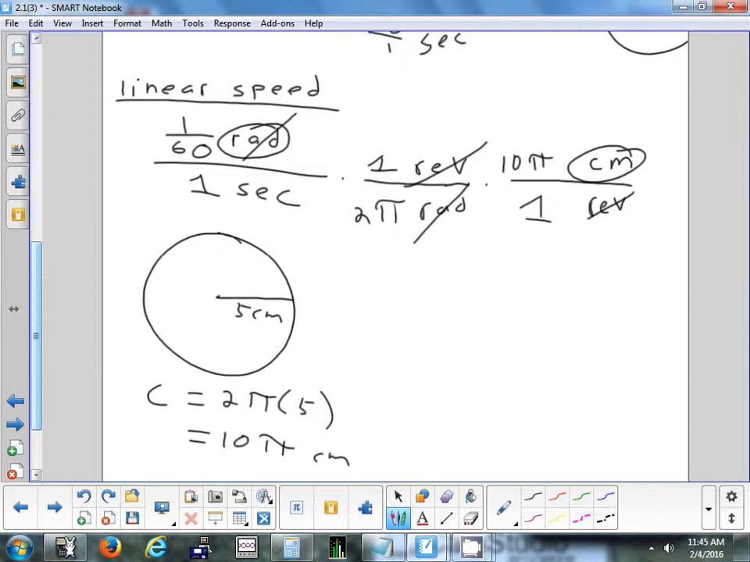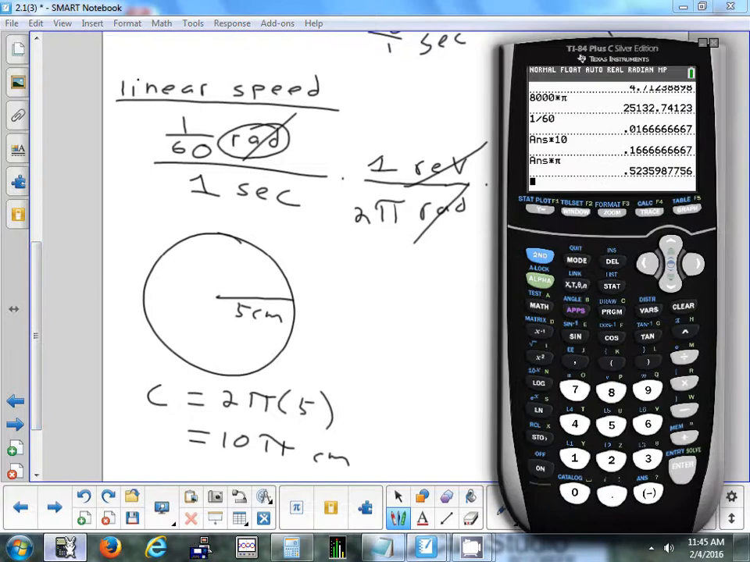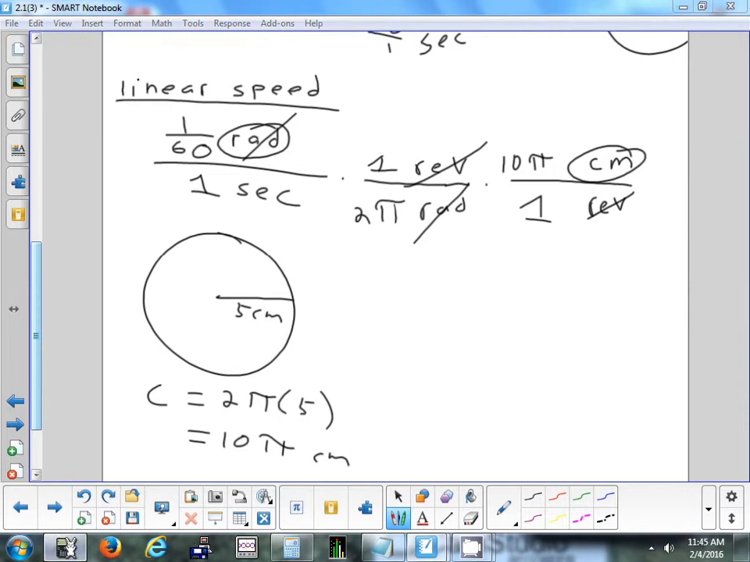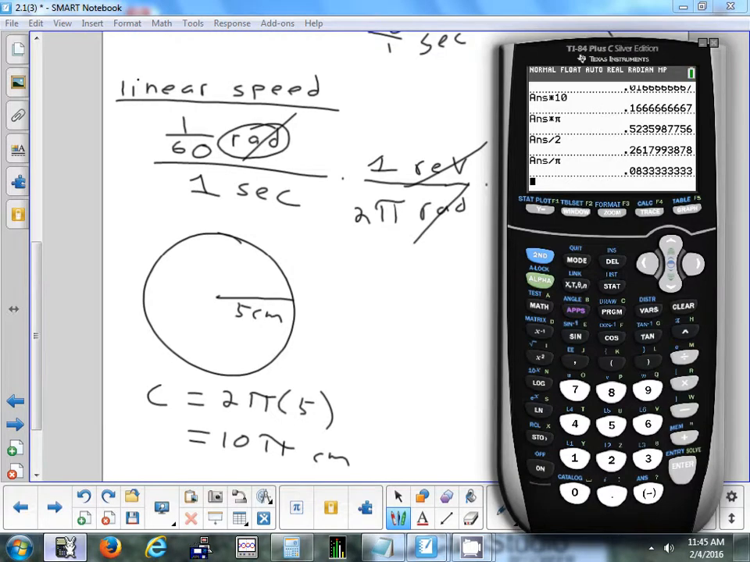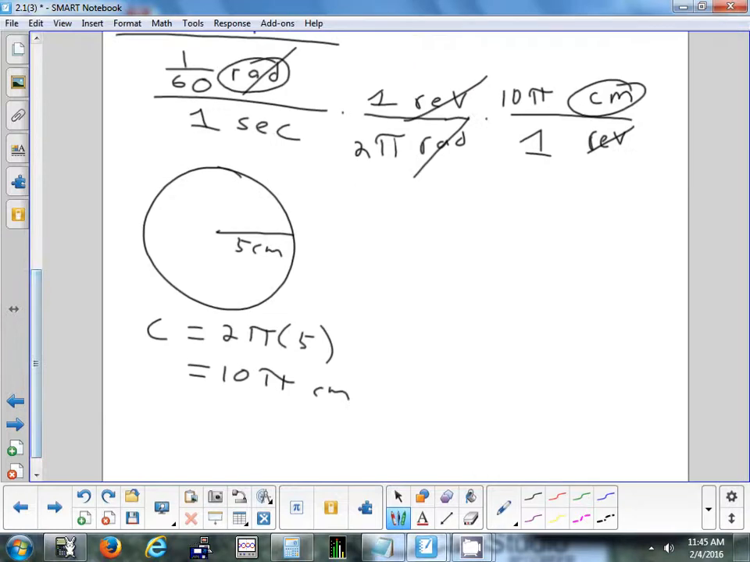Actually, the pi's are going to cancel out. So now I need to divide by pi. If I was smart, I would have just canceled them out. Does everyone see that? Right, so now I'm going to divide by 2, and because I didn't cancel pi, now I have to divide by pi. And that's it. So my speed is about 0.083 centimeters per second.